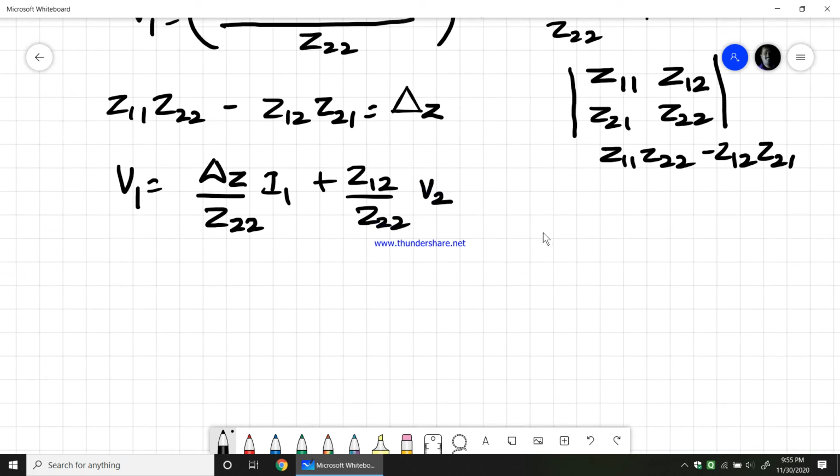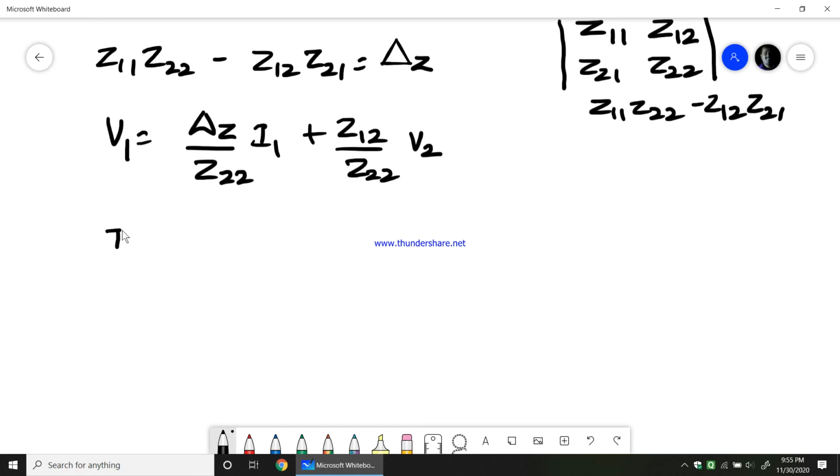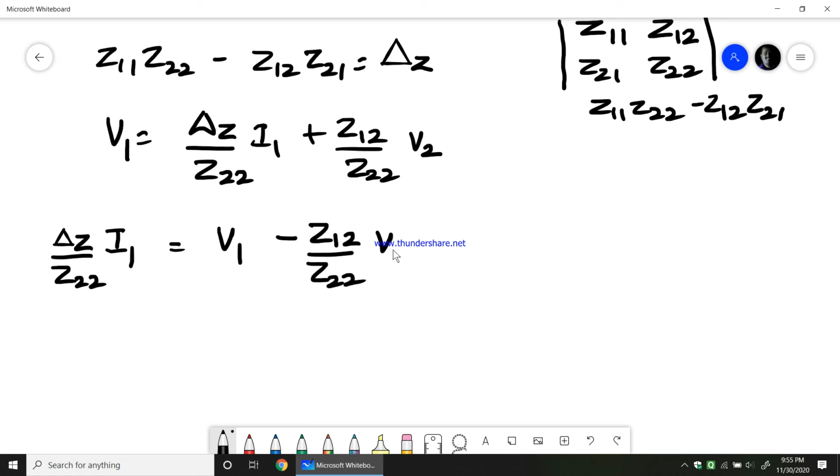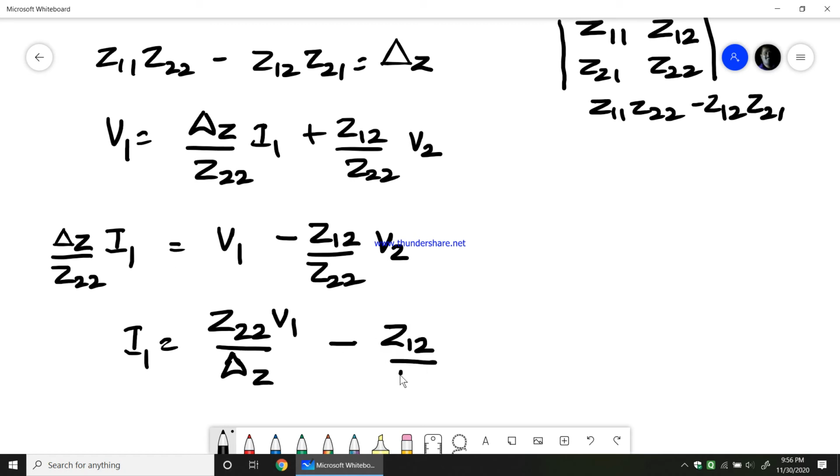Therefore, I1 would be equal to, so delta Z by Z22 I1 equals V1 minus Z12 by Z22 V2, or I1 would be equal to Z22 V1 by delta Z minus, so if you take this Z22, Z22 will get multiplied, so you get only Z12 and delta Z comes to the denominator, V2. Now this equation I will take as sixth equation.